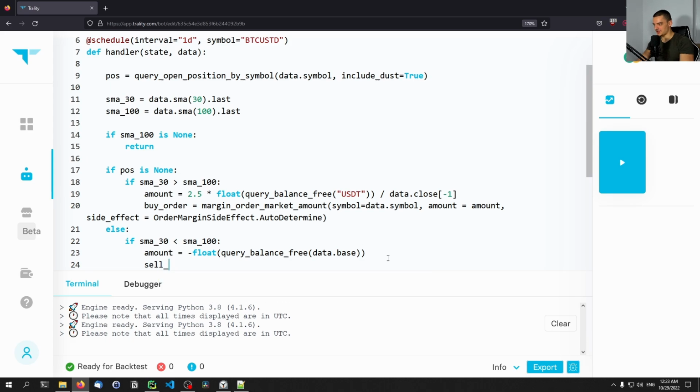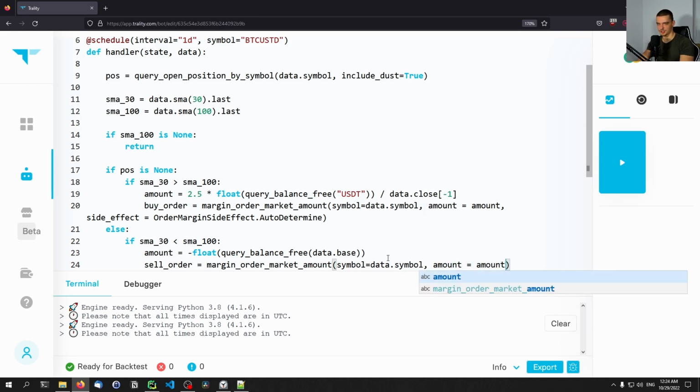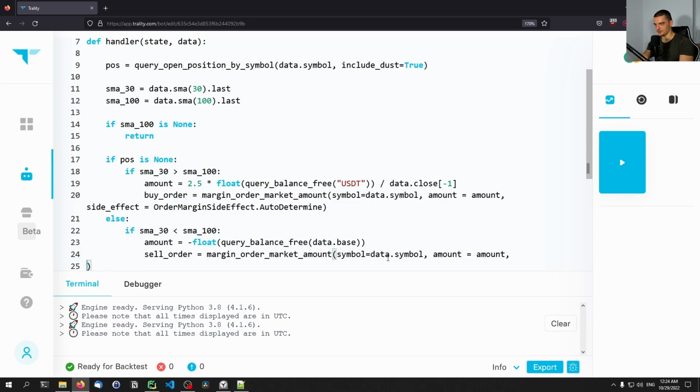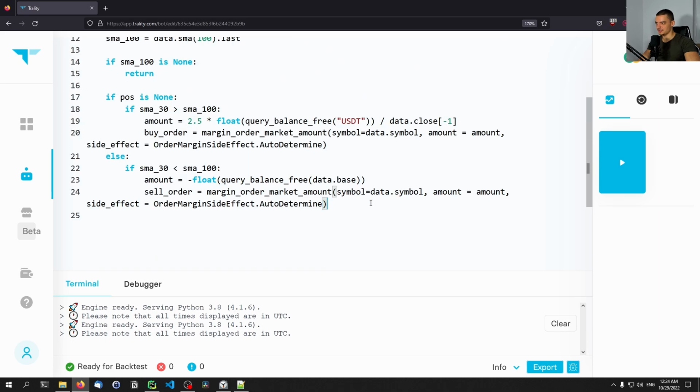And for this, we're going to say sell order equals margin order market amount. Symbol is still data symbol. The amount is also the amount. So we're just selling, and the side effect is going to also be the same. So we're going to say order margin side effect dot auto determine. That is our simple trading strategy.